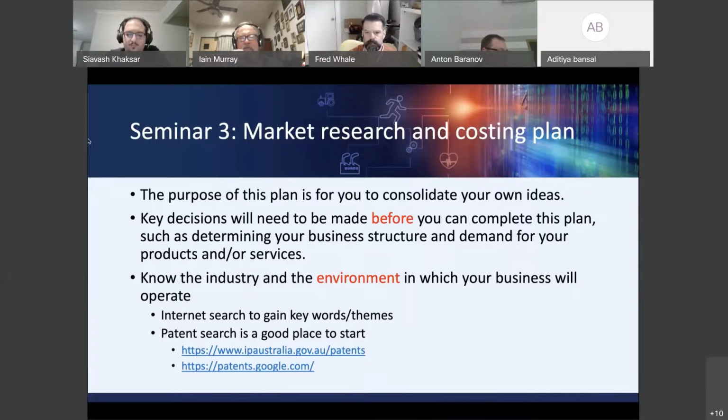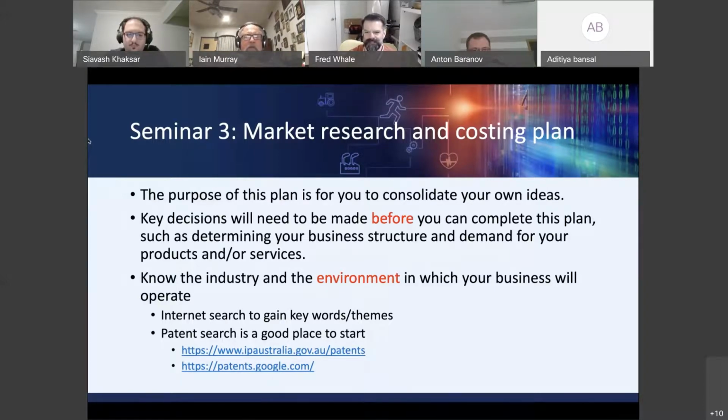It's also crucially important you know both the industry and the environment in which your business will operate. We'll cover a bit more on this shortly, but to find out the environment or get some background on the environment, there's a fairly straightforward way of getting started. And that's the traditional, what is now traditional, Google search.